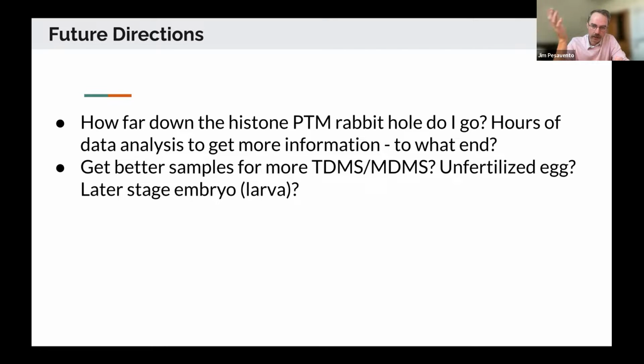And also thinking about, well, maybe we should look at what's happening to the histones outside of just the cycle 10 to cycle 14 window. What about a larva? What about an adult? What about an unfertilized egg? What are the histone modifications happening at those points? And then maybe we can try to connect it all together and build a story of how the histone proteins and the modifications are changing during embryogenesis.